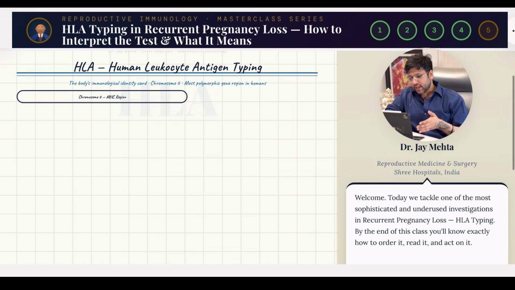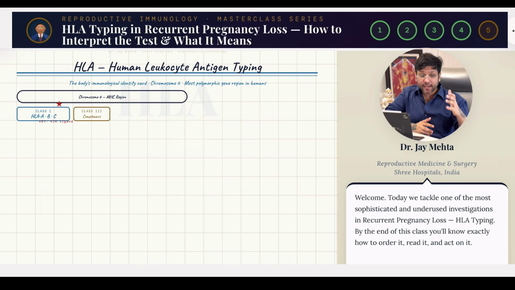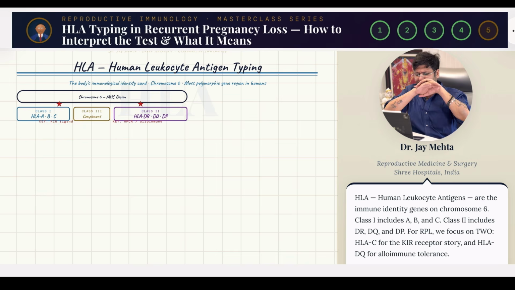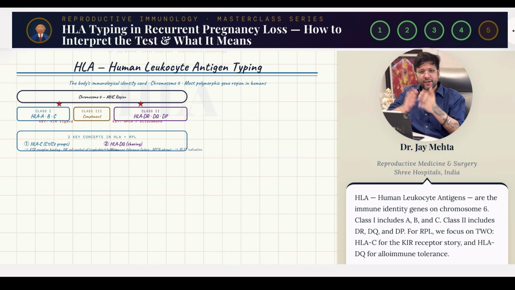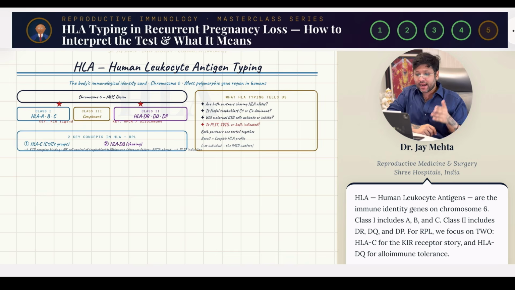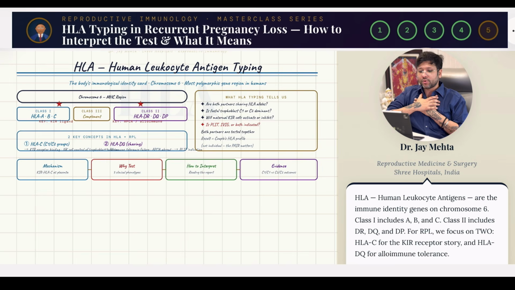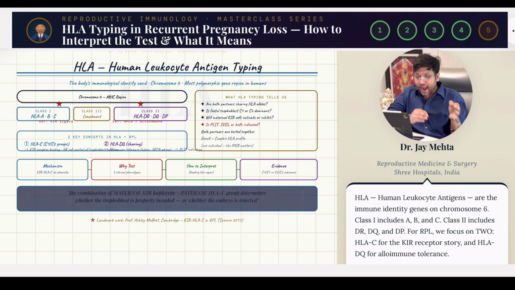Hi friends, in today's class we are going to be talking about HLA typing. HLA is human leukocyte antigen and it is present in every cell in the human body, predominantly class A, B, C, and then we have DR, DQ, DP. What is important for us to understand is HLA-C and DQ.